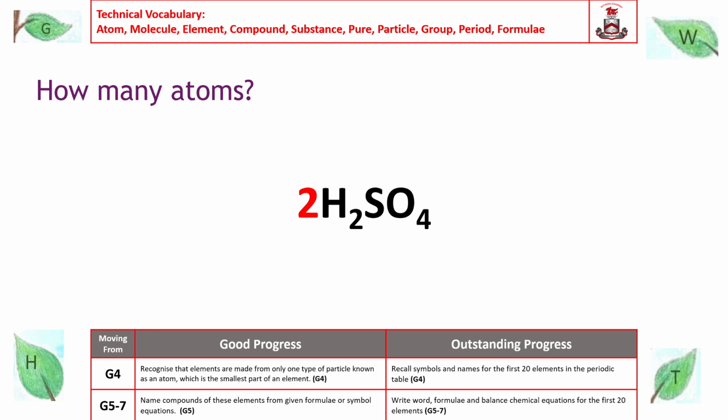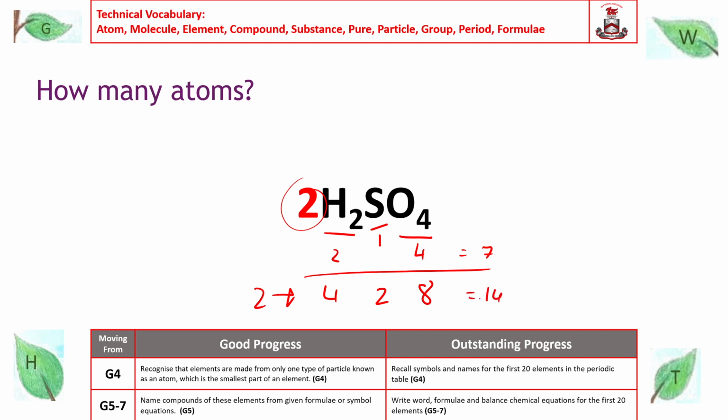Hopefully this is starting to ring a bell. Now, if I had one of these, I would have 2 hydrogen atoms. I would have 1 sulfur atom, and I would have 4 oxygen atoms. Now, this is a total of 4, 5, 6, 7. That would equal 7 total atoms. Because I've got a 2, that means I've got 4 hydrogens. So 2 of them equals 4 hydrogens, 2 sulfurs, 8 oxygens. So that gives you a total of 14 atoms, right? Hopefully this makes sense. If it doesn't, then we need to do a bit of practice on counting atoms up in compounds.